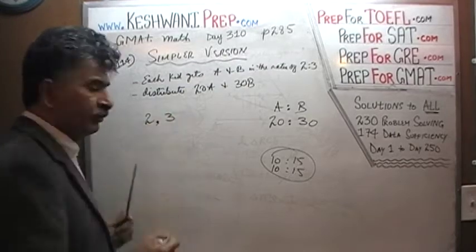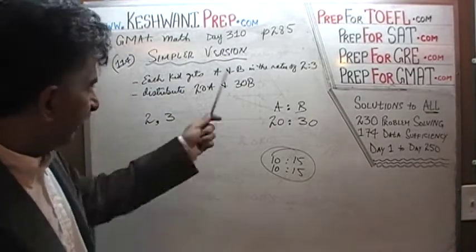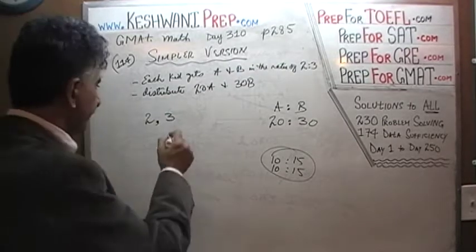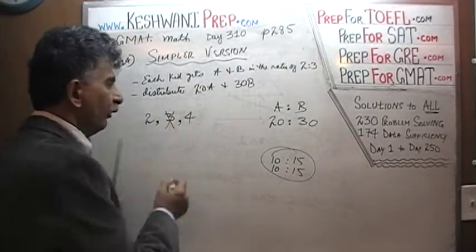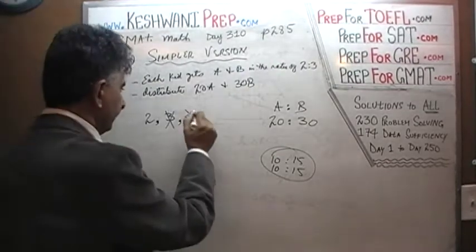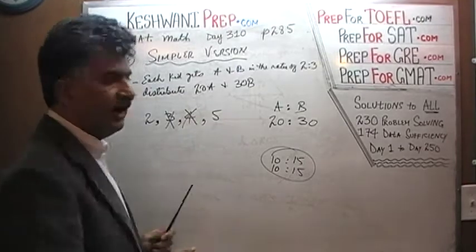Is it possible for us to have three children? It is not possible in this scenario, because we cannot divide 20 by 3. Is it possible to have 4 children? Well, we can divide 20 by 4, but not 30. 4 is not possible. But it is possible for us to have 5 children.